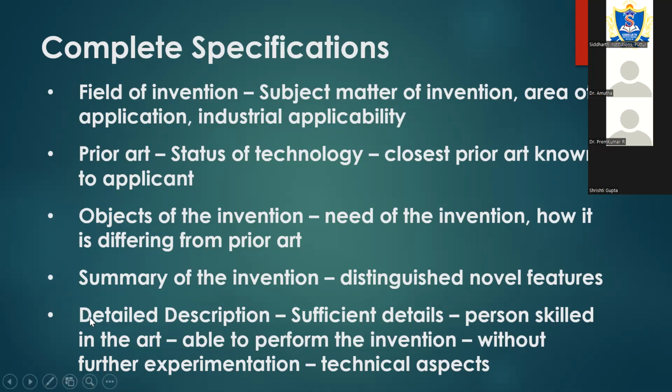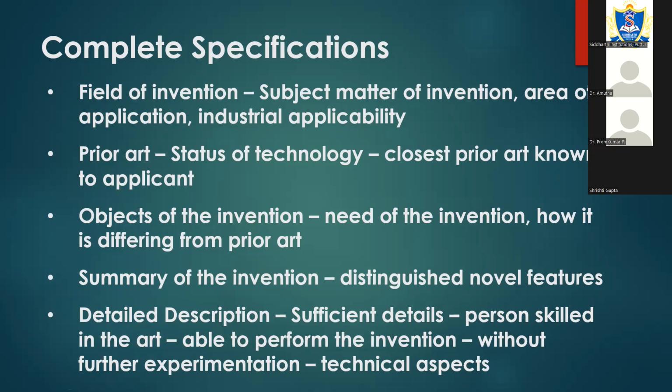And next is the detailed description. In this description you have to give a sufficient amount of information for your invention. You have to give as many details as possible in this part. Suppose there is any missing part, then you may not be able to claim it.